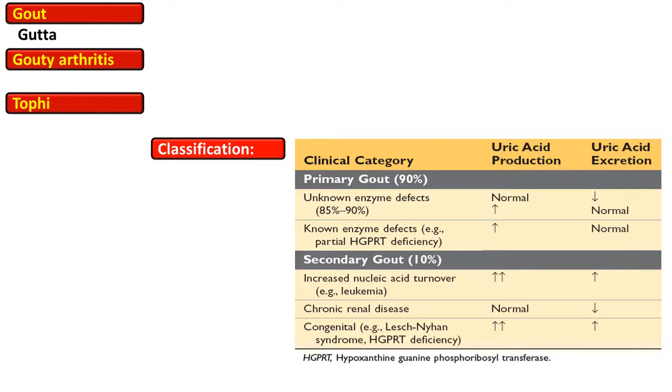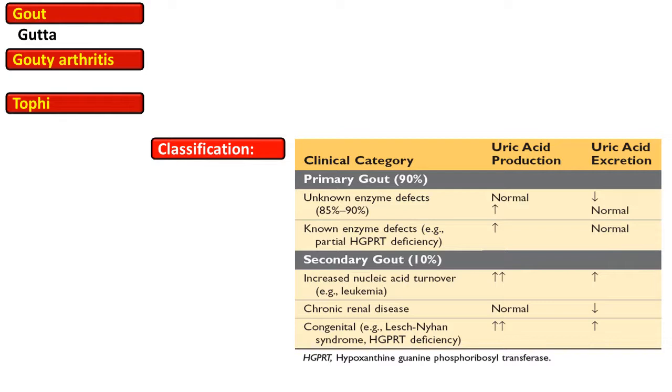In the primary one, there is no underlying etiology or known enzyme defect. There is increased production or normal production, but the excretion is decreased or normal, and it is due to an unknown enzyme defect, and it is present in 85-90% of the cases of gout. Then known HGPRT deficiency will be due to increased uric acid production and excretion is normal.